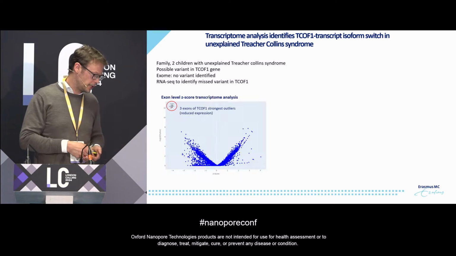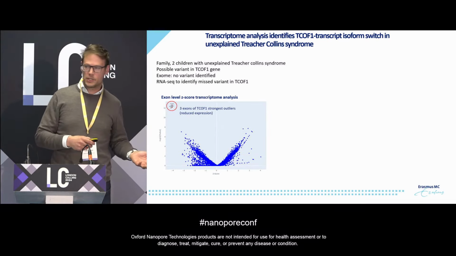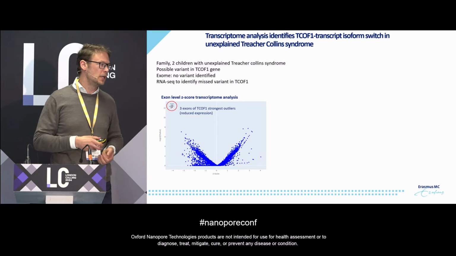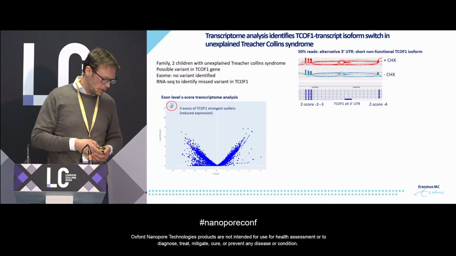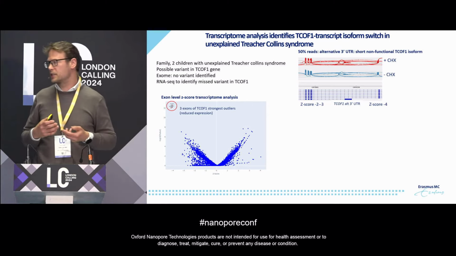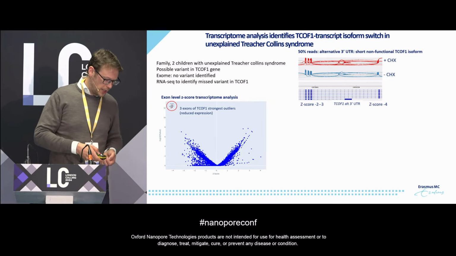So we performed RNA sequencing, and this is what the analysis looked like. We see that 3 exons of TCOF1 are the most downregulated exons of all transcripts that we detect. So there must be something going on with the TCOF1 gene. So then if you look here in the sashimi plot, what you see is that there's an alternative 3' UTR that's expressed in the patient. Control sample, I should say.